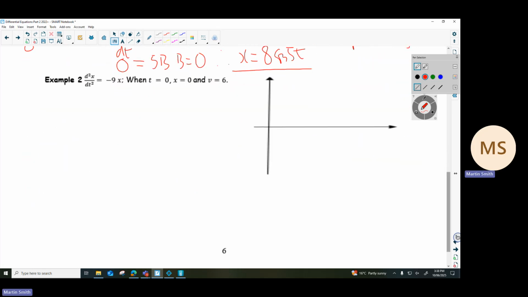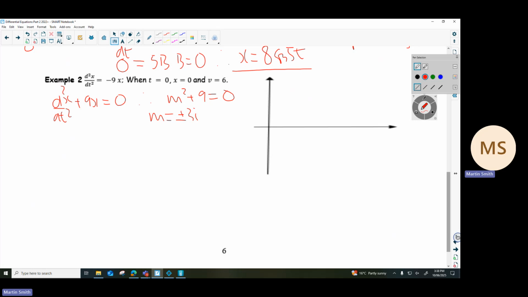Example 2. Similar differential equation, this time when t is 0, x is 0, v is 6. So d2x by dt squared is minus 9x. In a very similar way as before, this gives d2x by dt squared plus 9x is equal to 0. The auxiliary equation is m squared plus 9 is 0. Solving that gives m is plus or minus 3i.